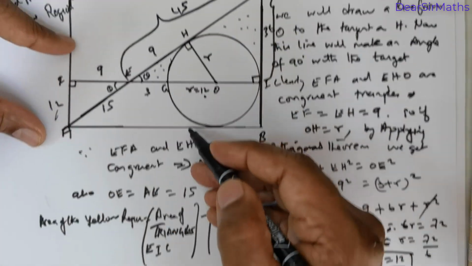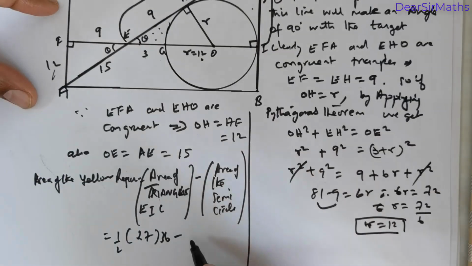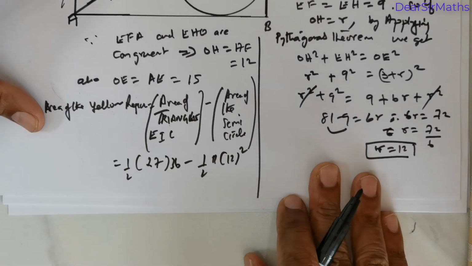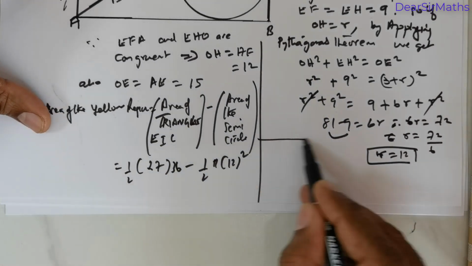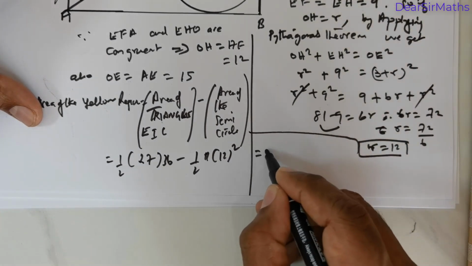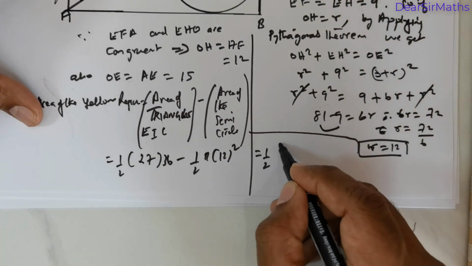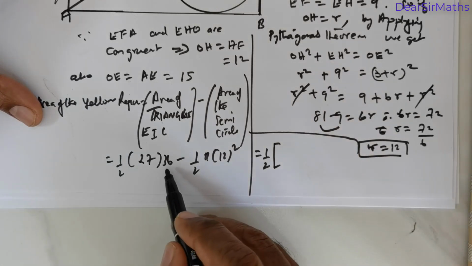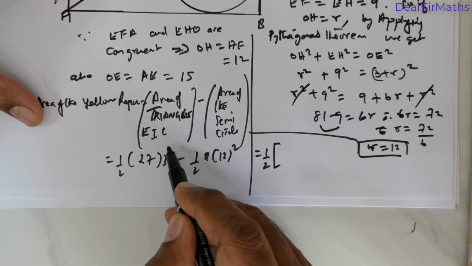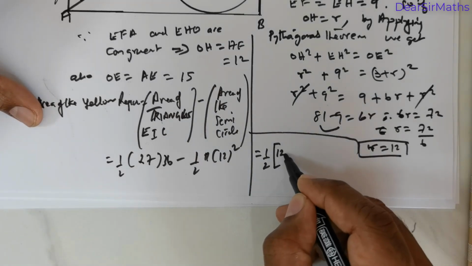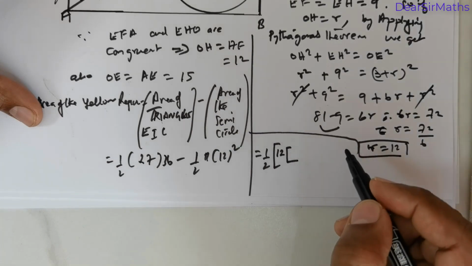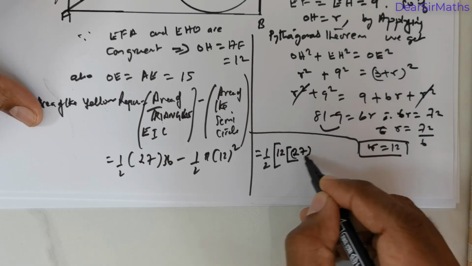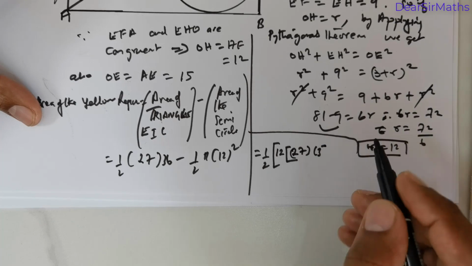minus area of the semicircle. That's going to be 1 over 2 times pi. Radius is 12 units. So I can take 1 over 2 out. In fact, 36 can be multiplied as 12 into 3. So I can take 12 out. If I were to take 12 out, this is going to be 27 into 3. That's going to be one quantity.